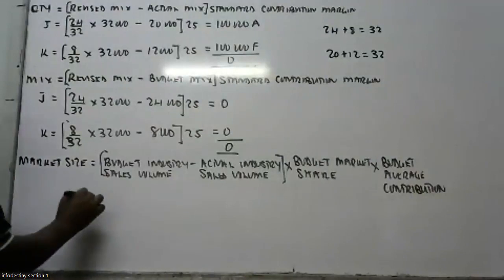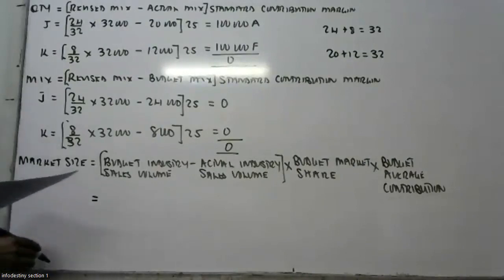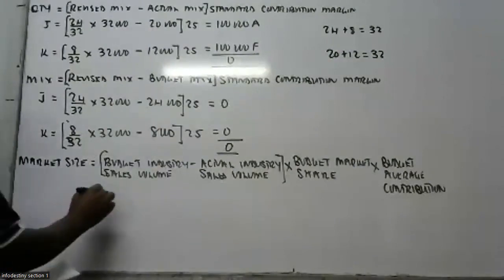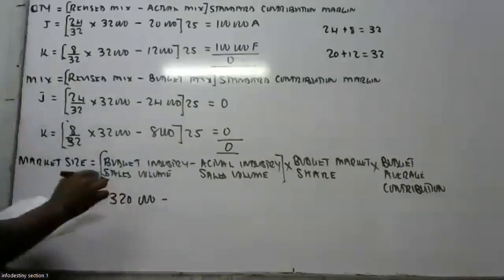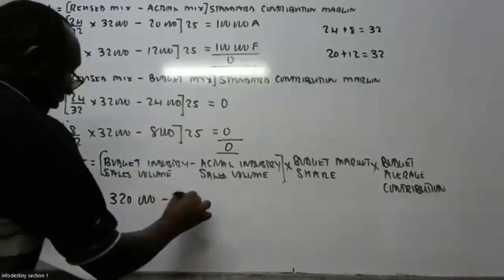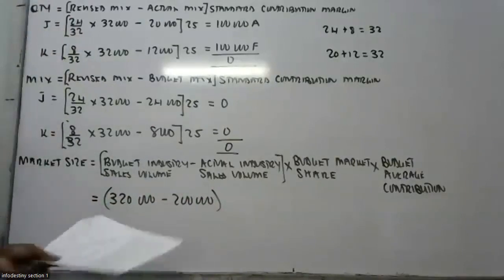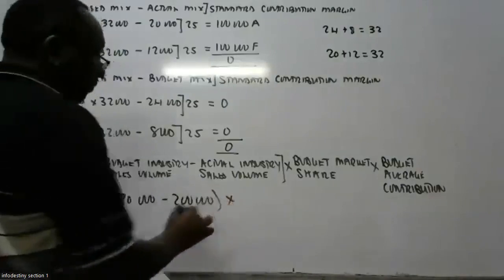So in implementing this, you can see there we are told the actual industry sales volume was 200 and the budget was 320. So this is 320,000 minus the 200,000. That is the volume.